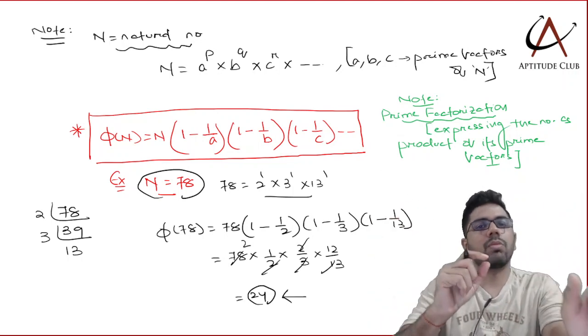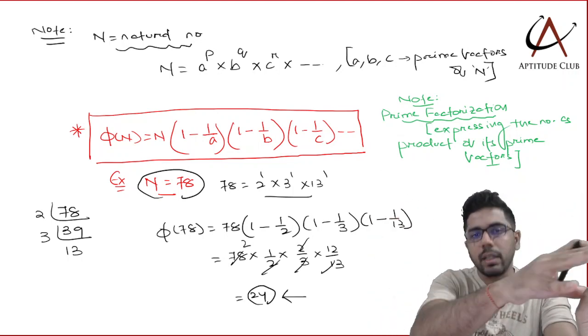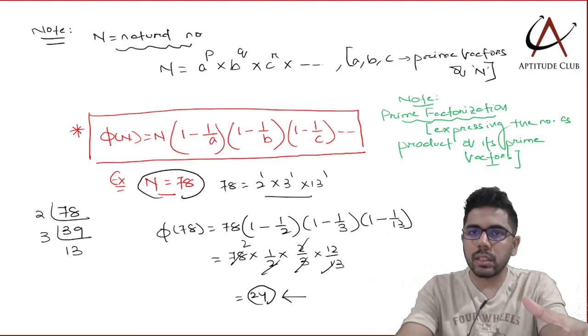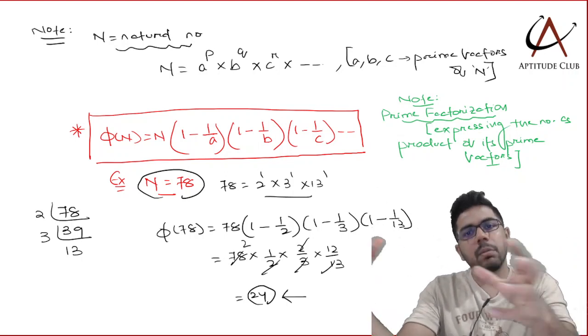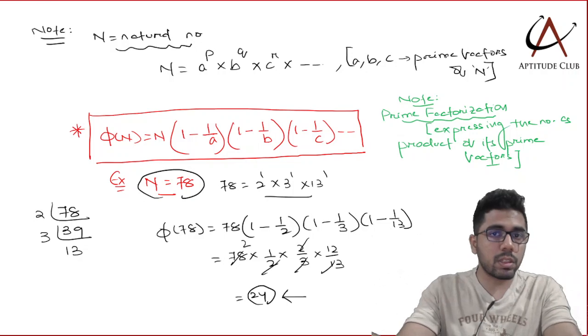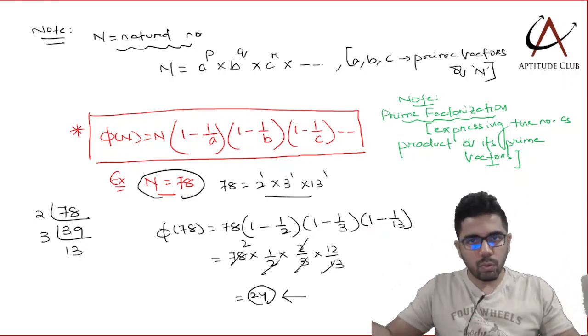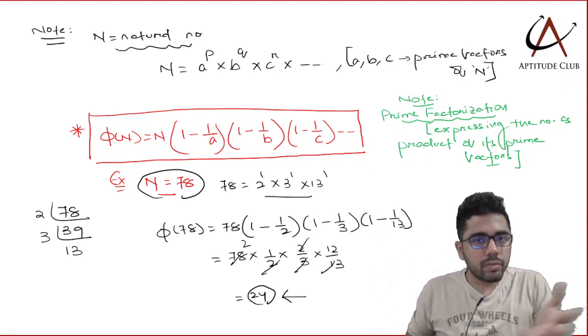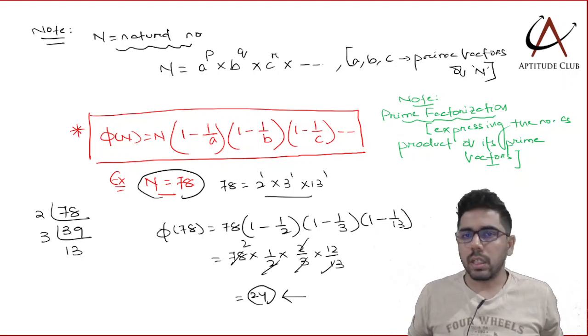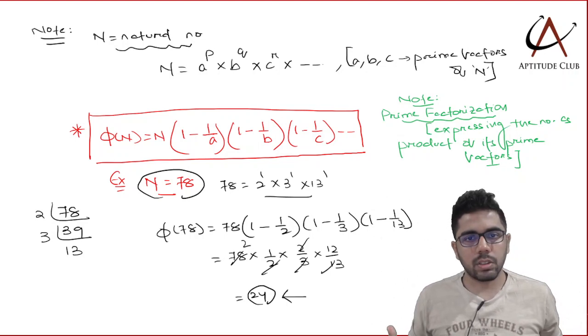When I'm doing 1 minus 1 by a, that means from n, I'm systematically removing numbers that are divisible by a. Then I multiplied 1 minus 1 by b, that means I'm removing the numbers that are divisible by b, and then similarly numbers divisible by c. So at the end, whatever is left, they will be not divisible by any of the prime factors, thus they are co-prime to the original number.